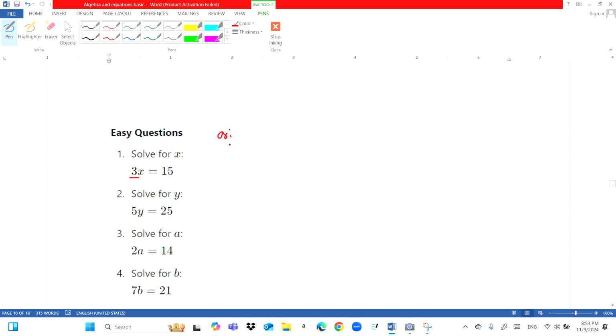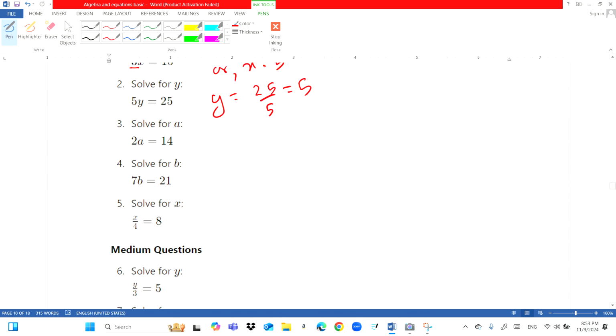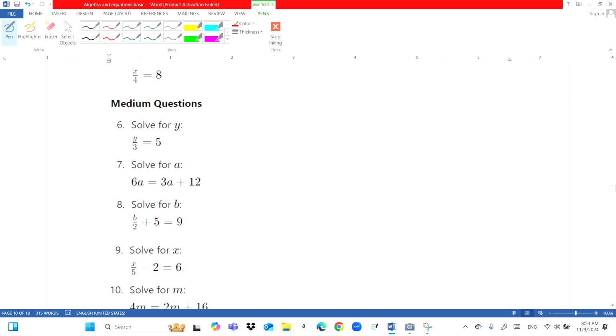So we have 3x equals 15. So 3 will go on the other side and it's going to be divide, and it's going to be x equals 5. Then again y equals 25 by 5. For number b, it's going to be 5. These are very easy. Let's try something else.